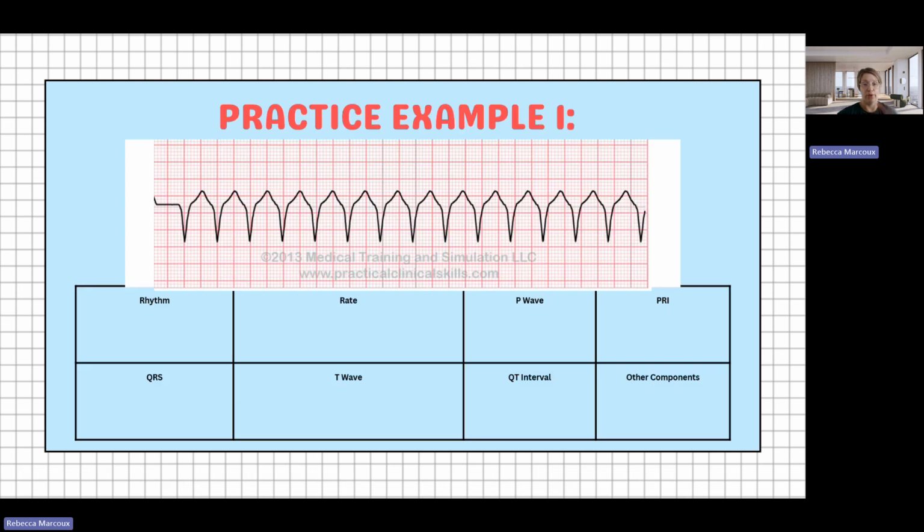So here's what you see on the monitor. If you would like to take time to interpret it, please pause the recording because I'm going to move on to the interpretation.